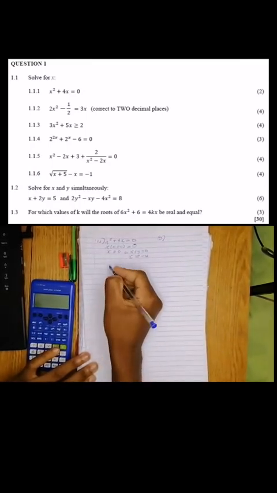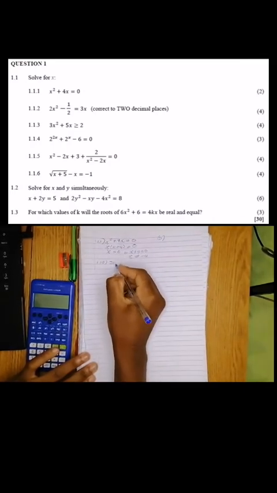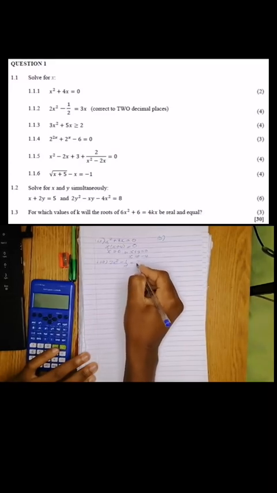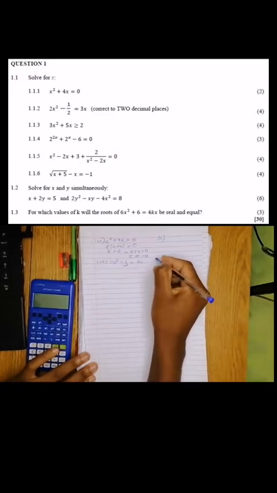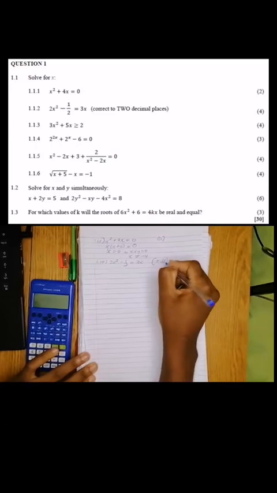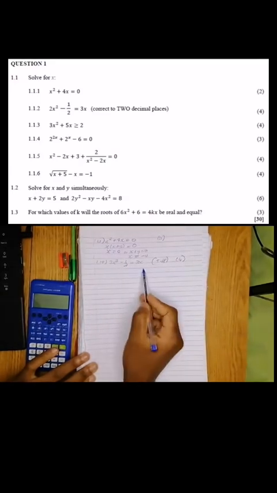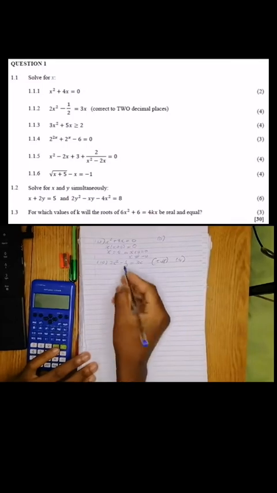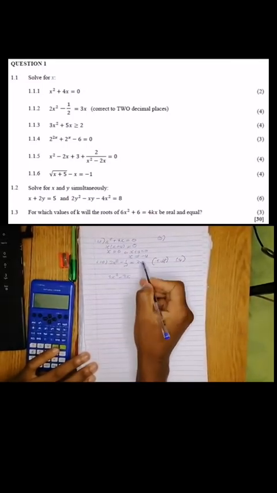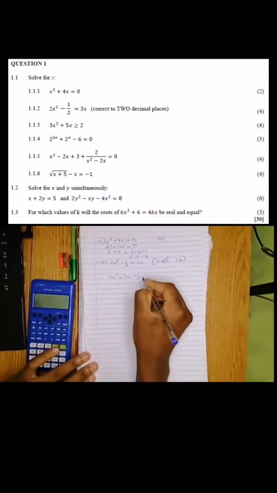For the next question, which is 1.1.2, we have 2x squared minus 1 over 2 is equal to 3x, and then they've indicated to you that it is to 2 decimal places, which is 4 marks. So in these questions, guys, you have to solve this and put it in the correct format. So you'll have 2x squared minus 3x, as you take this to the left hand side it will become negative, minus 1 over 2 is equal to 0.